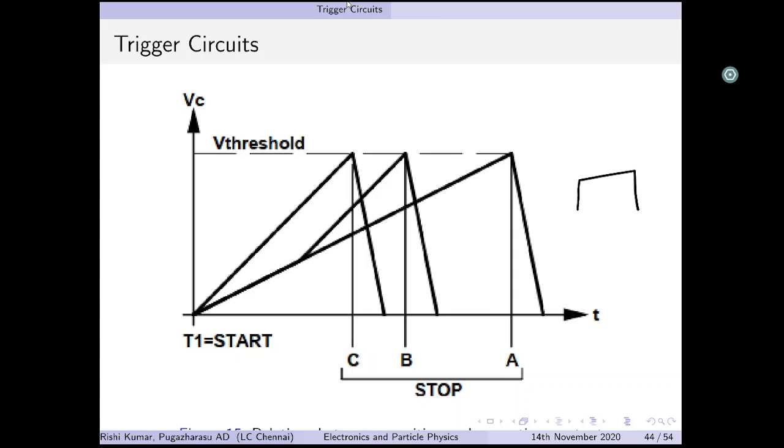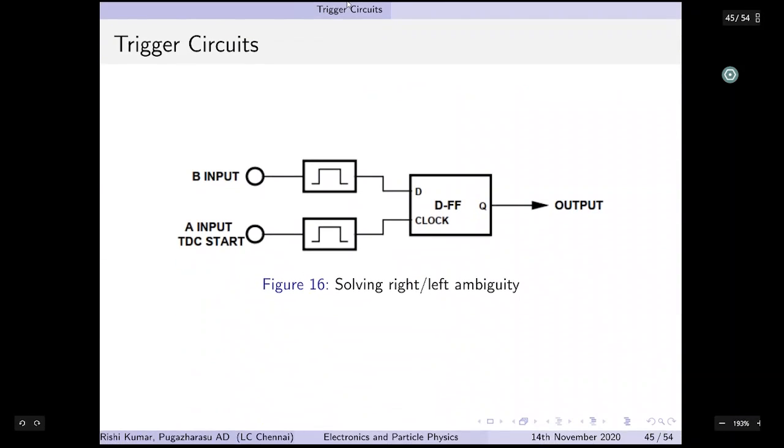But there is a little bit of ambiguity as to whether it goes to the left, the right, or the center. So what you do is you sample with the start of the signal, so you get the status of the other input as well. If input B arrives before input A, the output is active in this region. Therefore, the particle is on the right side, and again, it's simply solved by the timing.